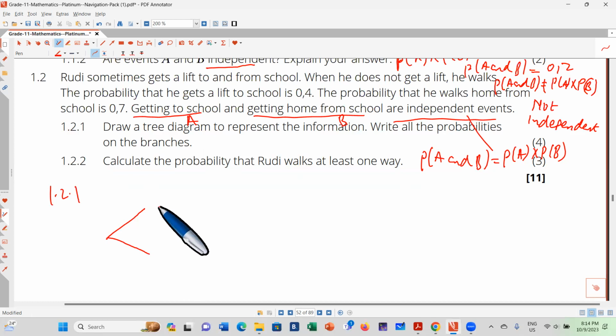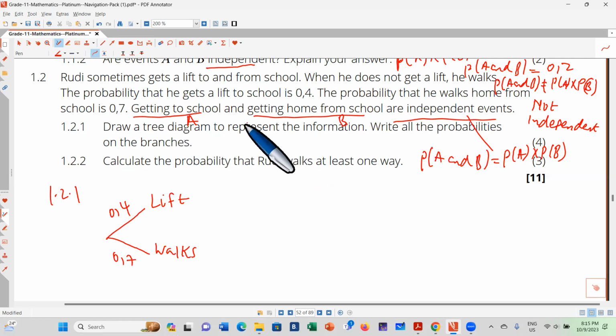So now it's either Rudy gets a lift. If Rudy does not get a lift, what does Rudy do? Rudy walks. Rudy sometimes gets a lift to school and from school. When he does not get a lift, he walks. He takes a lift or he walks. The probability that he gets a lift to school is 0.4. The probability that he walks home from school is 0.7.